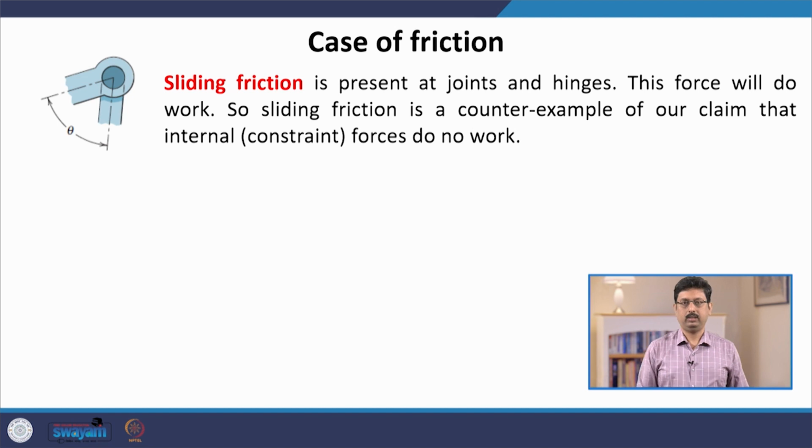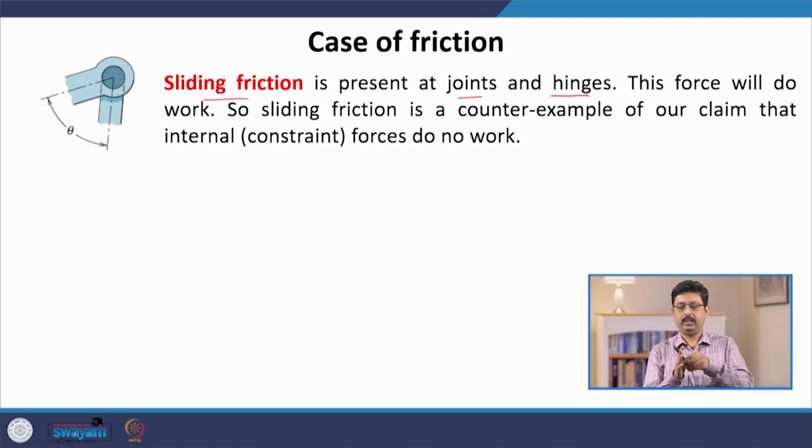Now, I must point out that in practical situations friction is always present. We are going to discuss how to think about friction perhaps in the next week, but we all know by experience what friction is, and we are going to consider two kinds of friction: the sliding friction, which is always present at joints and hinges. This is where, if you have two surfaces, they are trying to slide relative to each other. So, this is the sliding friction.